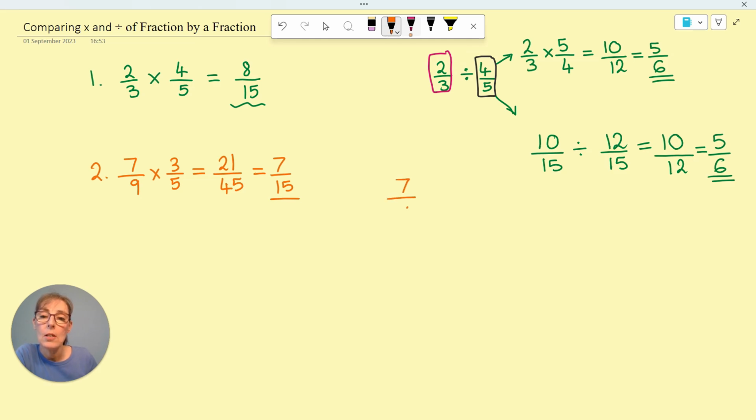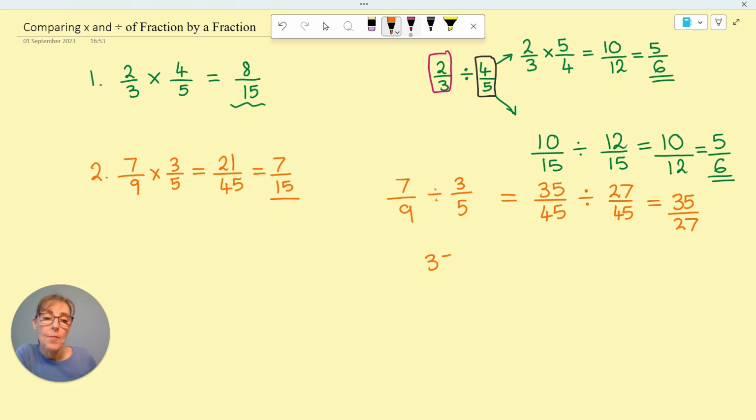Okay, let's look at the division. So 7/9 divided by 3/5. Because we have fifths and ninths at the bottom, I'm going to multiply those together to give me 45ths. 9 times 5 is 45. And because 9 times 5 is 45, 7 times 5 is 35, and 9 times 3 is 27. We've got 45ths at the bottom, so I can say now that it's 35 27ths.